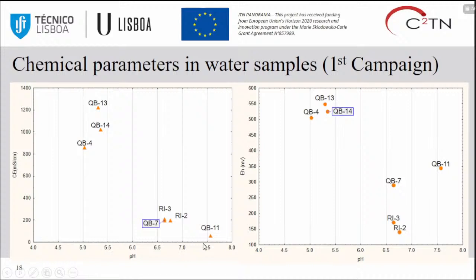But this group is the water samples we collected in the river. The pH is higher and the electroconductivity is lower. It's the same with the oxidation-reduction potential. In the second campaign, I will explain a little more about these chemical parameters.